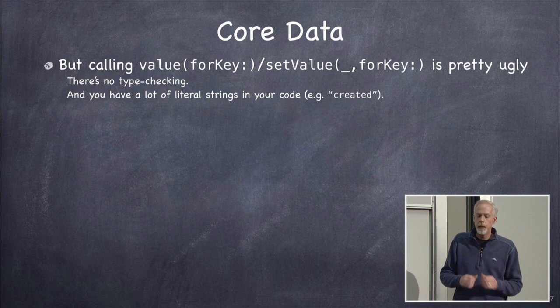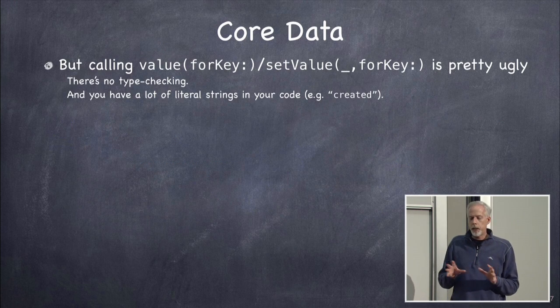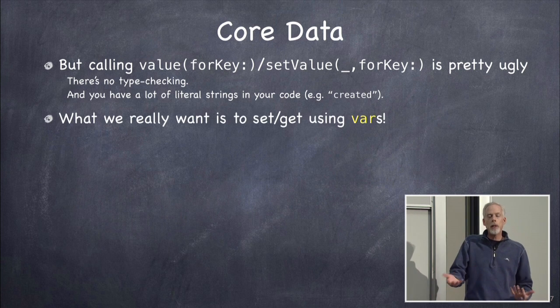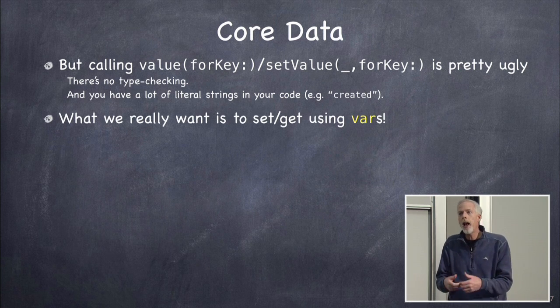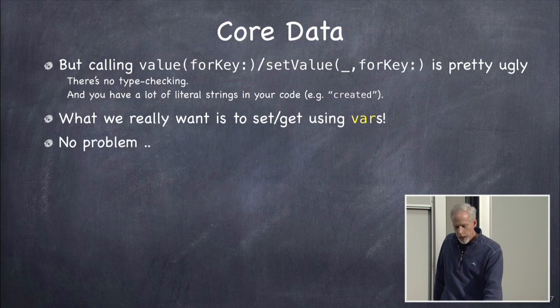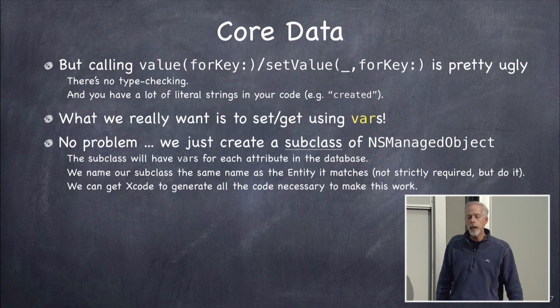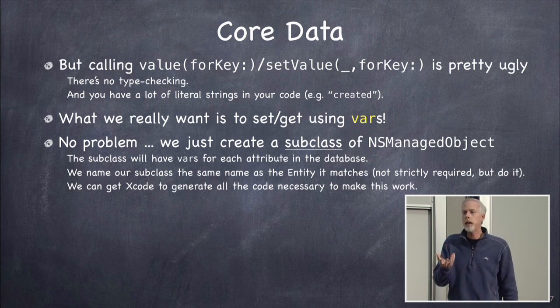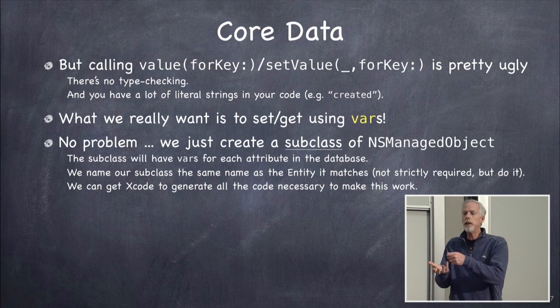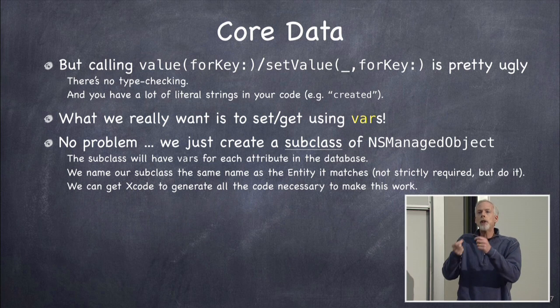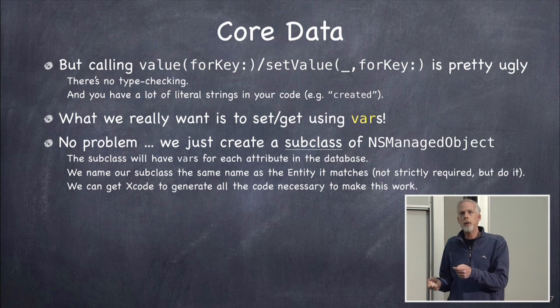Okay, now, as I said, value for key and set value for key are really ugly, with no type checking and these literal strings in there. What we really want is to be able to set these vars as vars. We just want to have a var called text somewhere that we can set, and of course, we're exactly going to do that. The way we're going to do that is create a subclass of NSManagedObject. Instead of having an NSManagedObject in the database and doing setValue and value on it, we're going to create a subclass of NSManagedObject, and it's going to have vars on there for all of the attributes like text and screen name and all those things.